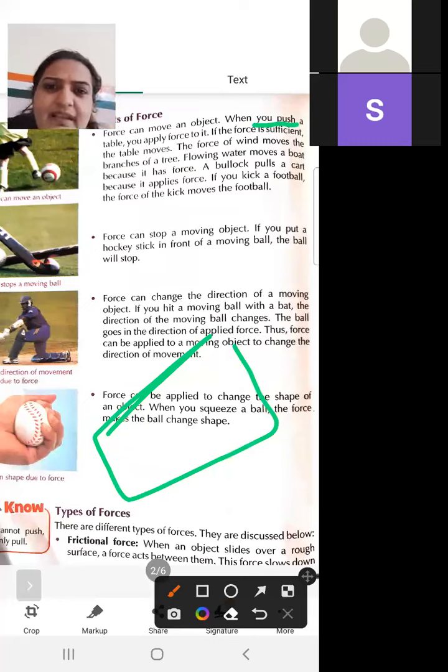So this force is sufficient. The force of wind moves the trees or branches of trees.